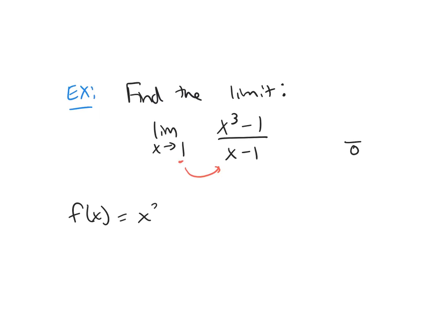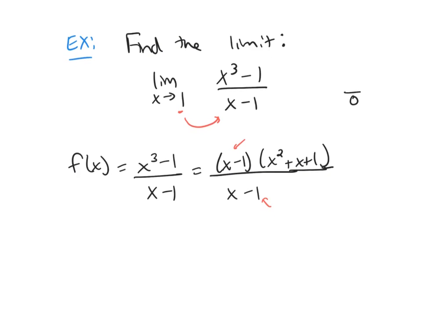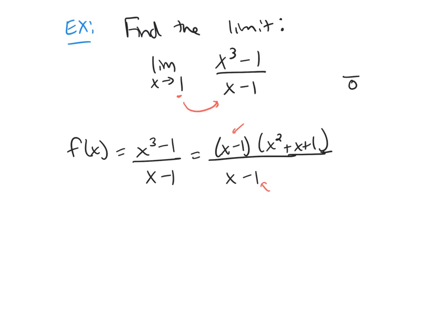So let's start. What we're going to do is factor the numerator. This is a difference of cubes, and so there's a formula to factor this. This factors into x minus 1, x squared plus x plus 1. And now if you notice that in the numerator and denominator, I have this x minus 1 and this x minus 1. So as long as x is not 1, I can cancel those values.